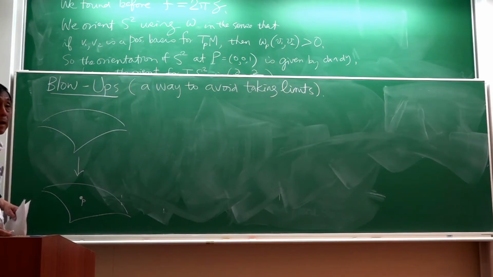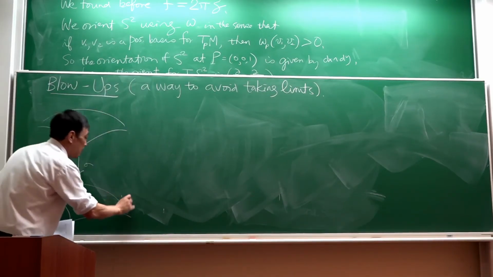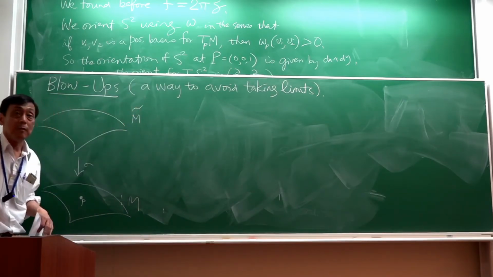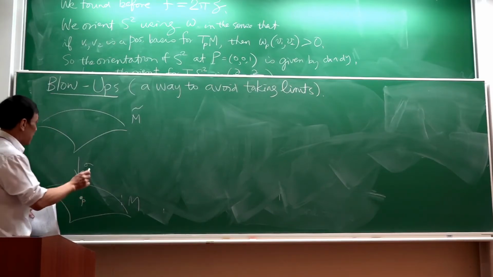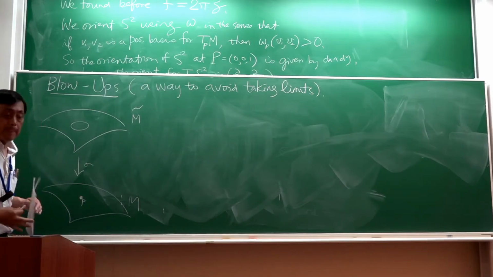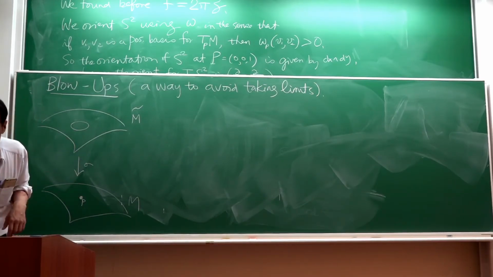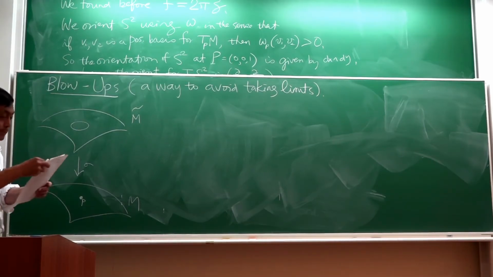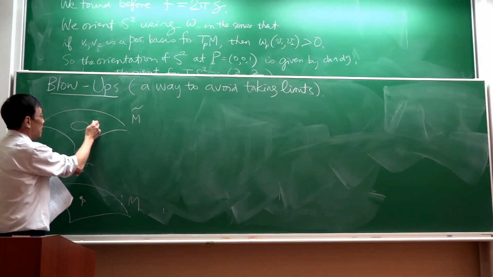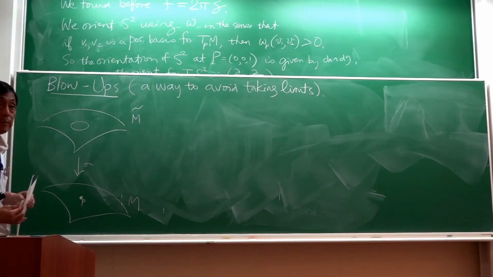The blow up is a map. The blow up of M at a point is another manifold M tilde, so that the inverse image of P is a sphere. And if I have a two-dimensional manifold, the inverse image is just a circle.